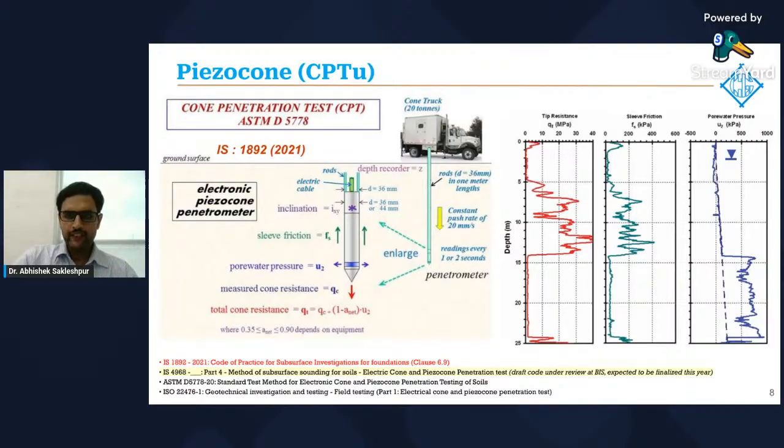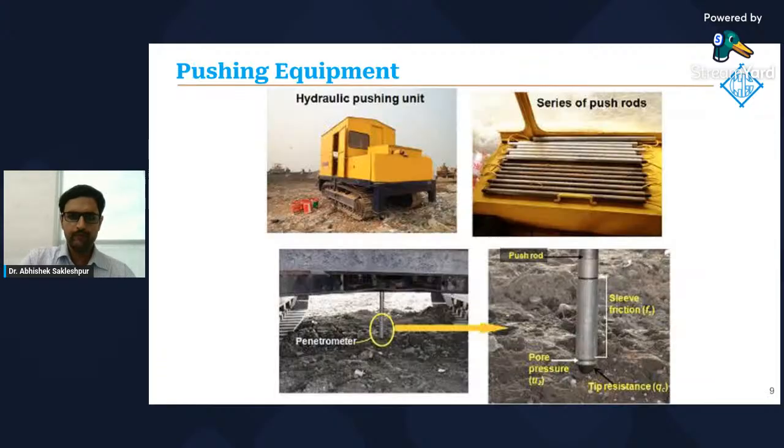Now, here on the right-hand side, we can see plots of tip resistance, sleeve friction, and pore pressure. These plots give us a continuous profile of soil resistance with depth. And it gives us an indication of not only the soil type, but also the state of the soil and the shear strength of the soil. There are various codes of practice for the piezocone CPTu. For example, we have ASTM D5778 and also a draft Indian standard IS 4968 Part 4, which is currently under review and is expected to be finalized soon.